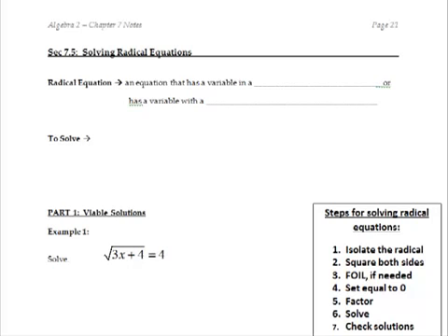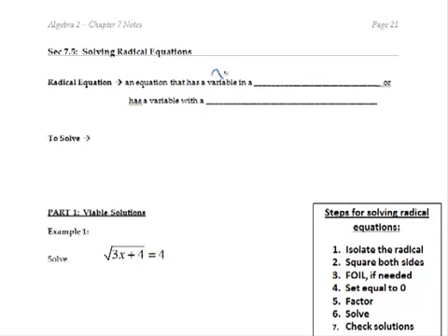When we talk about a radical equation, we don't just mean something groovy or awesome, although it could be that. What we mean is an equation that has a variable, like some x or some a, inside of a radical, or that there is a variable with a rational or fraction exponent.